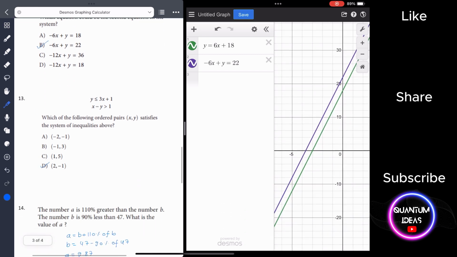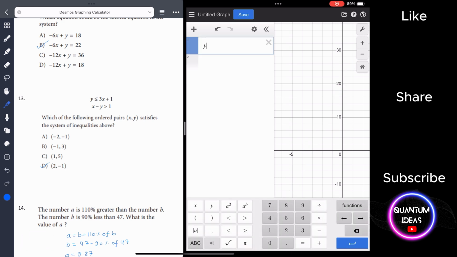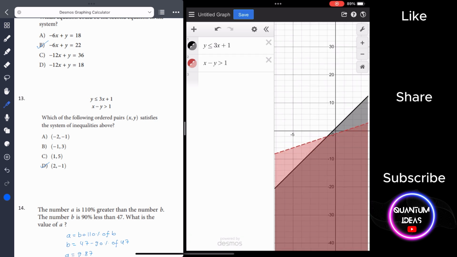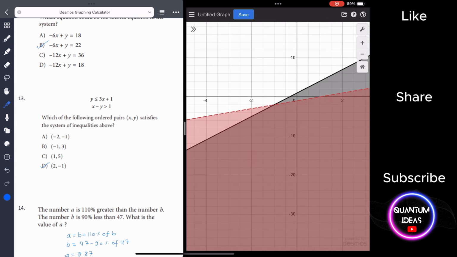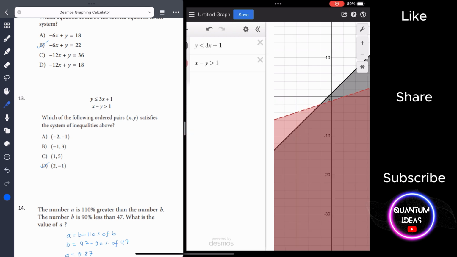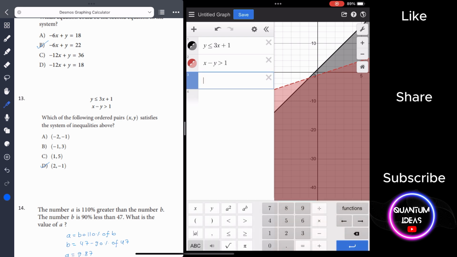So let's go to number 13. Just type the inequality. Y is less than or equal to 3x plus 1, and type this one: x minus y will be greater than 1. Simply by watching the graph you can know the answer, you don't need to plot, but for now I will be plotting to make it more clear.